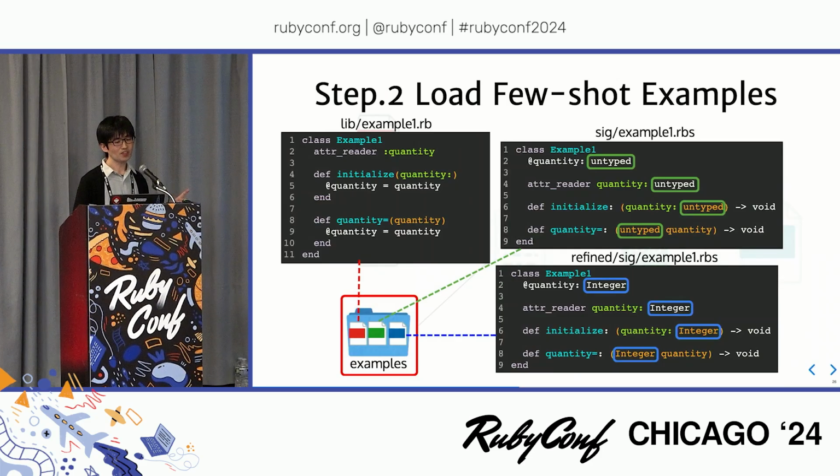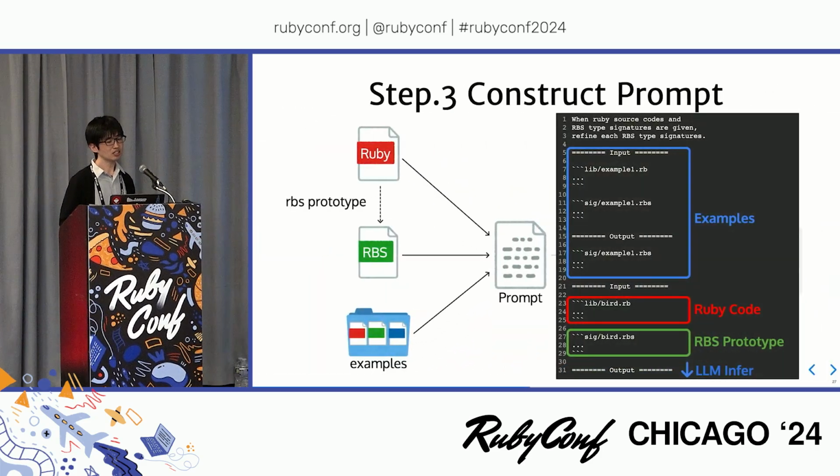Next, load the prepared examples. Each example consists of 3 files: a Ruby code, an RBS template, and the expected RBS type definitions. The expected RBS type definition is almost the same as the RBS template, with untyped replaced with the concrete types. Then these are combined to construct the prompt. The prompt contains the input and output examples first. Following that, the target Ruby code and the RBS template are provided.